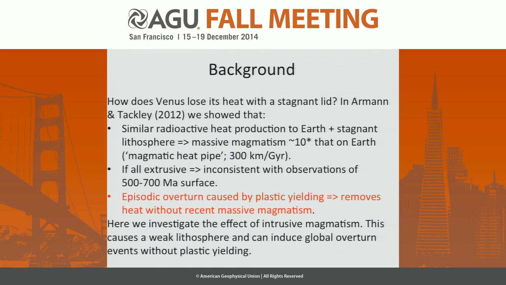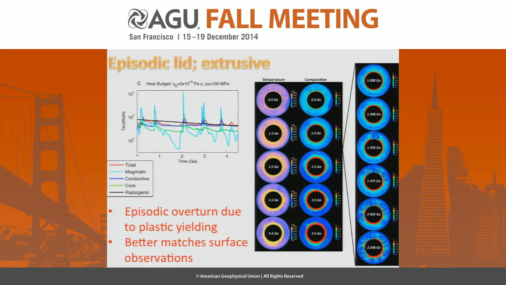Then there are models that have episodic overturn caused by plastic yielding, and these were, in our opinion, better, because you lose a lot of heat during these overturn events, and then you don't need to lose as much during the stagnant lid phases. You end up with a relatively small amount of volcanism, more consistent with observations of Venus today. These spikes correspond to overturn events. Here you can see an animation of what one of these looks like. Subduction nucleates in one place, and then spreads around the whole planet in about 100 million years. So episodic overturn due to plastic yielding arguably better matches surface observations.